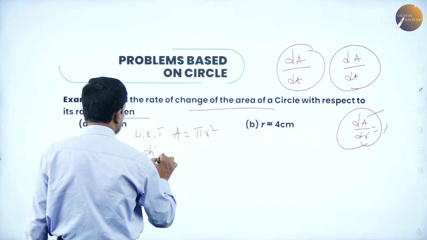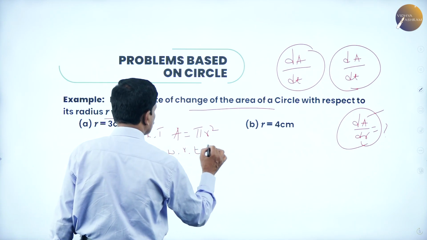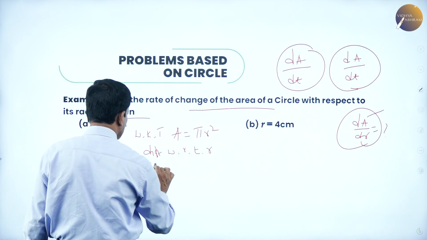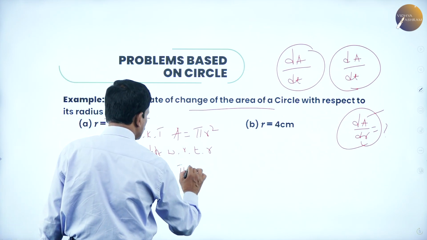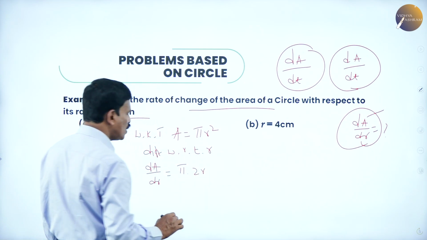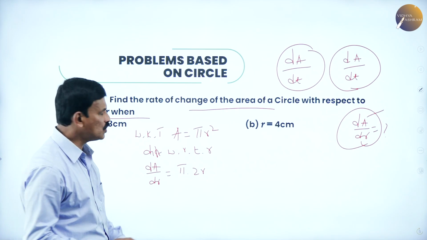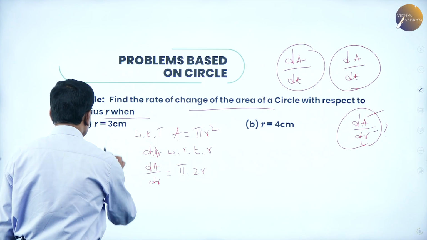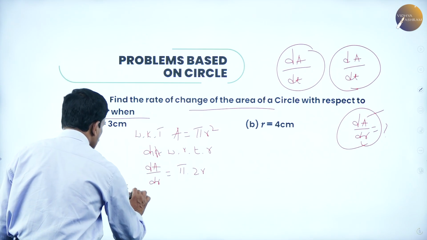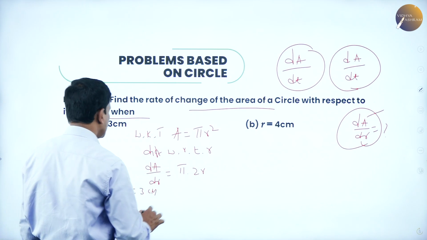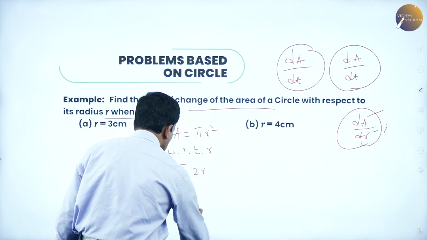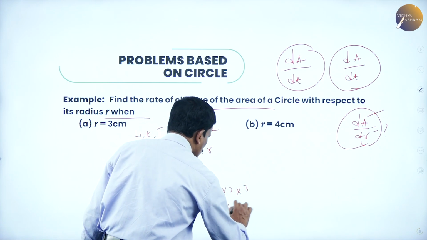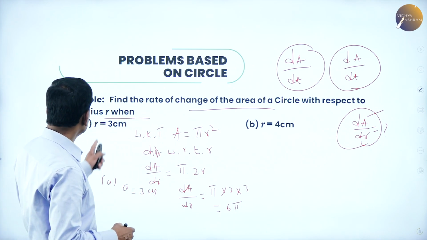Now differentiating with respect to the radius r, then what you will get? dA by dr is equal to pi into differentiation of r square, which is 2r. We are differentiating with respect to r. So therefore dA by dr is equal to pi into 2r. Now case number 1, if r is equal to 3 centimeters, then dA by dr is equal to pi into 2 into 3, that is equal to 6 pi centimeter square.